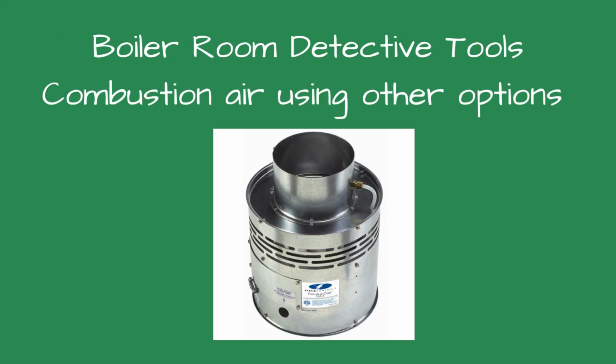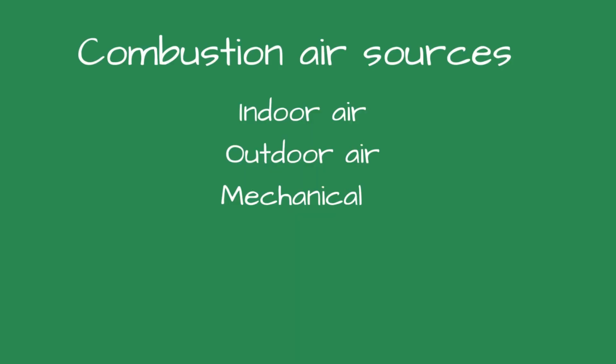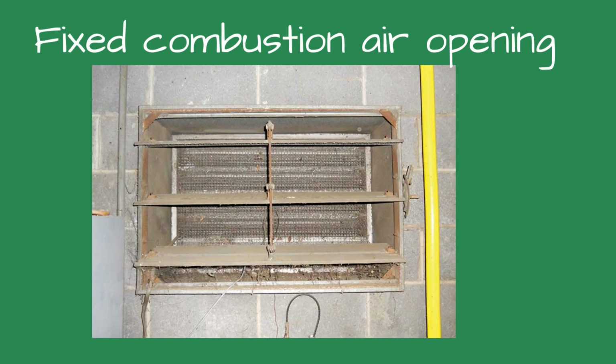Combustion air using fans, ducts, and indoor air. The boiler requires a certain amount of air for combustion, usually 12 to 15 parts of air for every part of gas. There are three ways to introduce this combustion air: indoor air, outside air, and mechanical. Openings in the wall are the most common way of providing combustion air and are covered in the boiler combustion air using outside air video. In this video, we will discuss using the other methods.